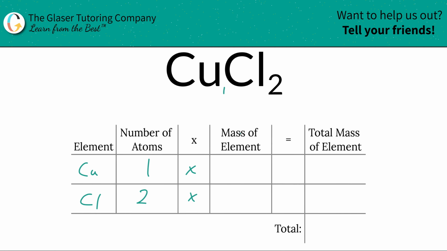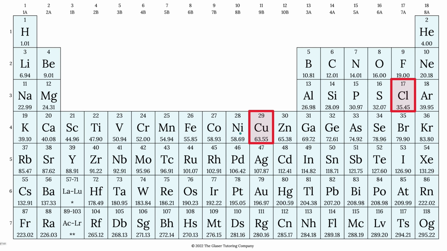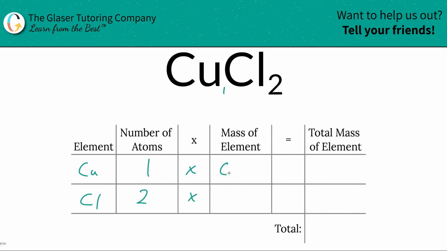Next is the mass of the element, right? We go to the periodic table to find this. So copper here is going to be roughly 63.55. Chlorine is 35.45. Those units can represent grams per mole or AMU, depending upon if you're finding molar mass or molecular mass, all right? So let's write that down. So 63.55, and this was then 35.45.